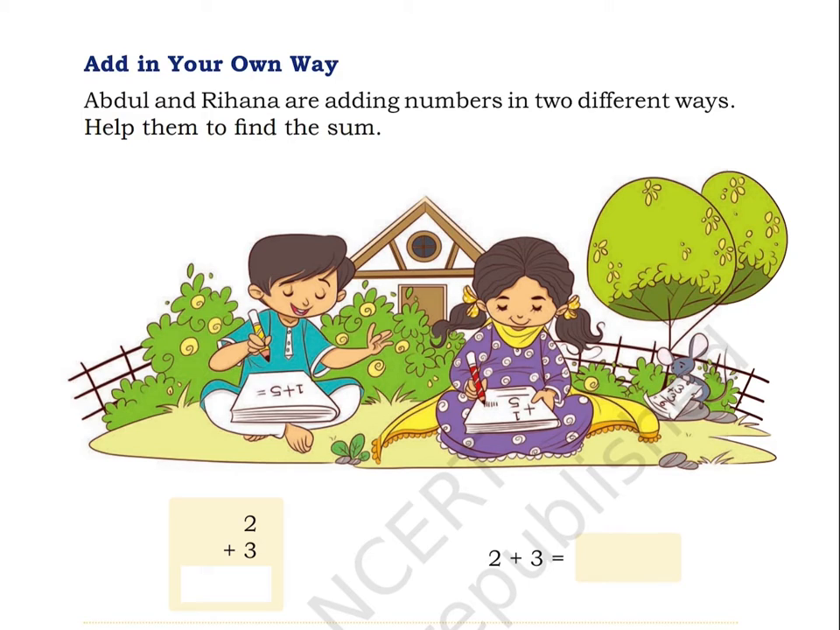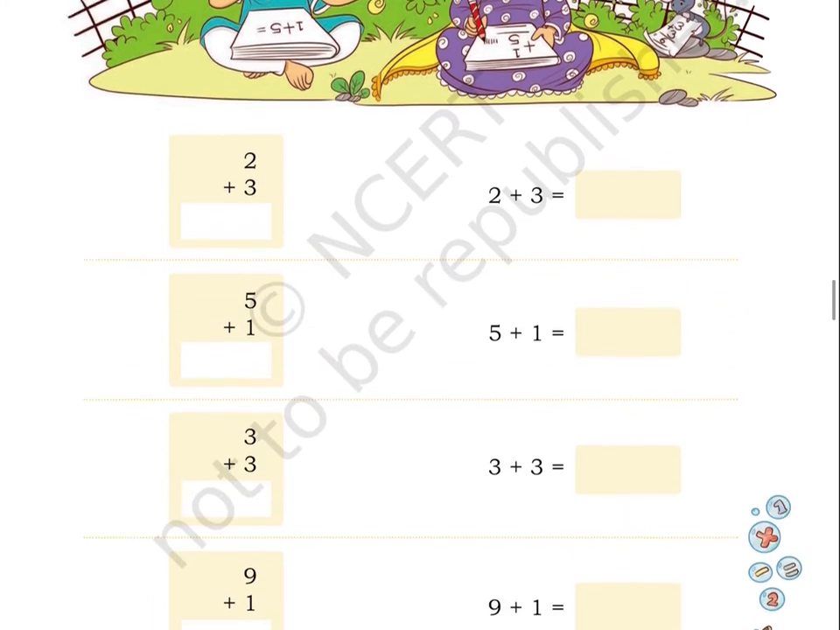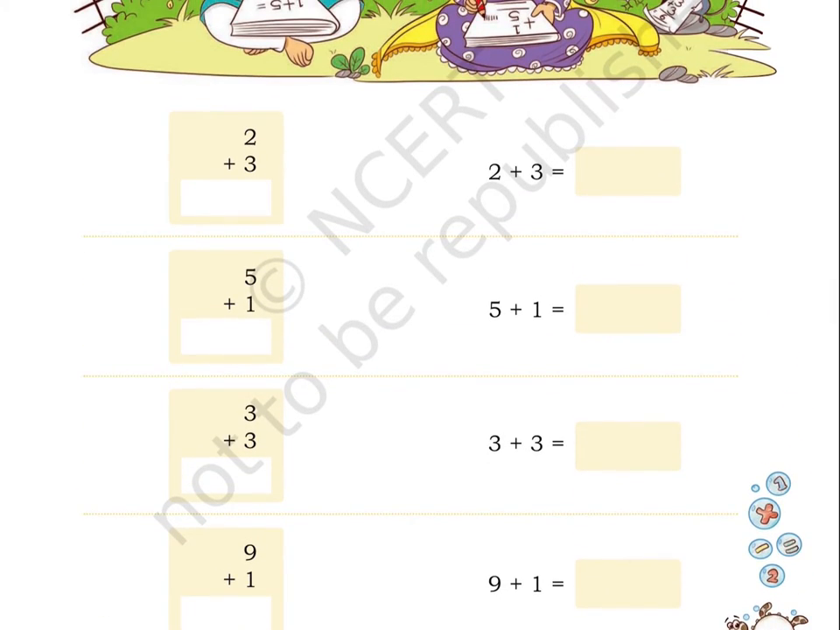Here on page number 55, there are two kids, Abdul and Rehana, trying to add numbers in their own way. They are holding a notebook. Abdul is trying to add numbers 1 plus 5 is equal to, and Rehana is trying to add numbers 1 plus 5 is equal to. Below the picture, there are some additions given to be solved.